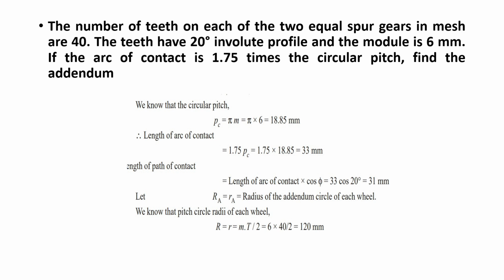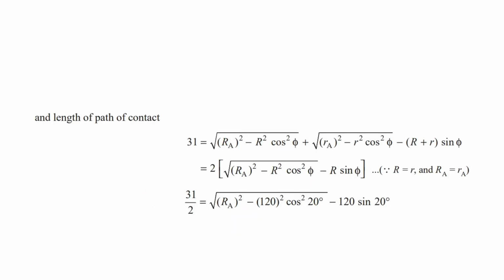Capital RA is the radius of the addendum circle. The pitch circle radius R is equal to mT by 2, which we have as 120 mm. By using the formula, we find the length of path of contact. Thank you.